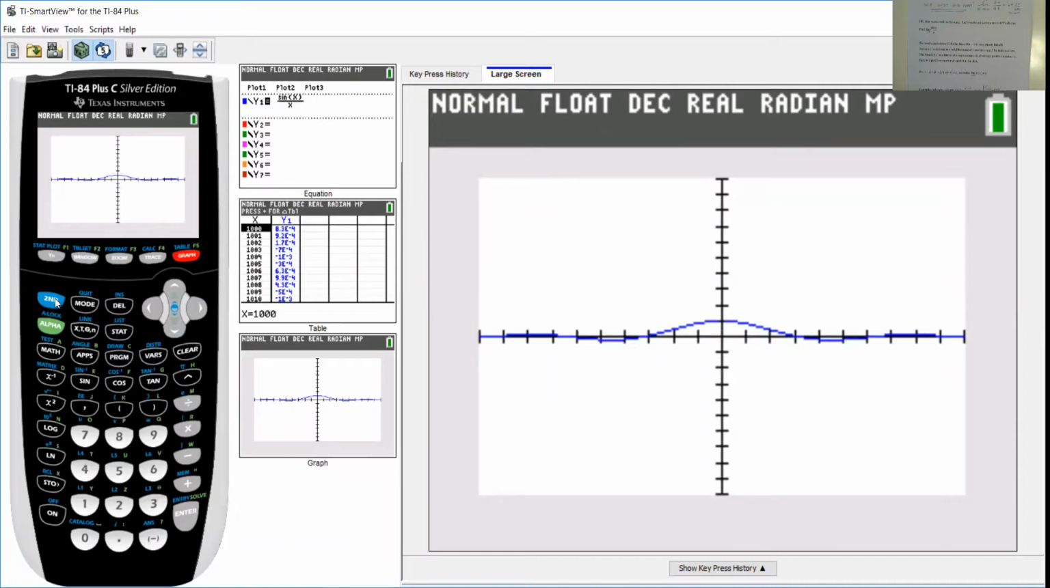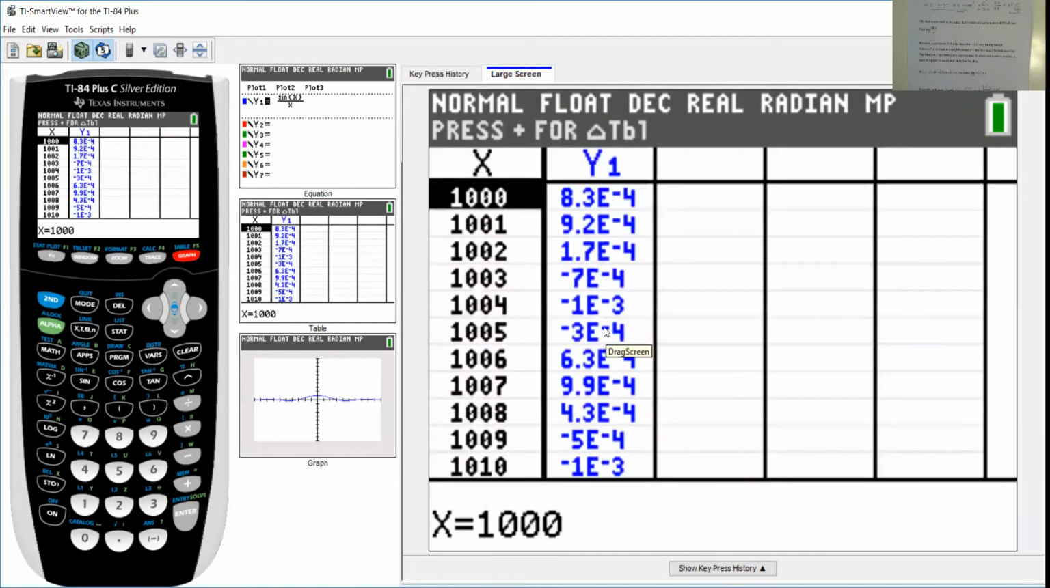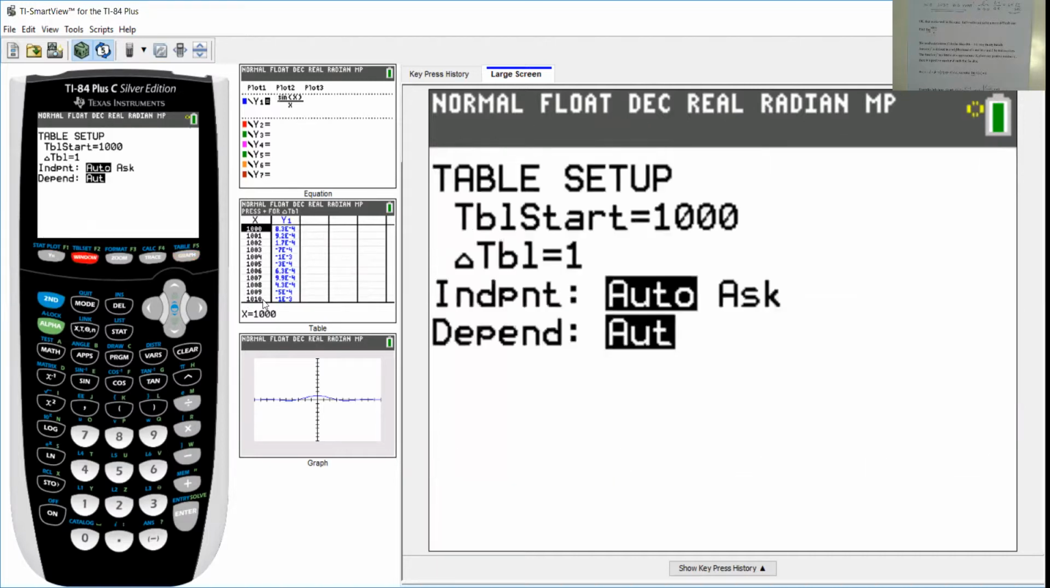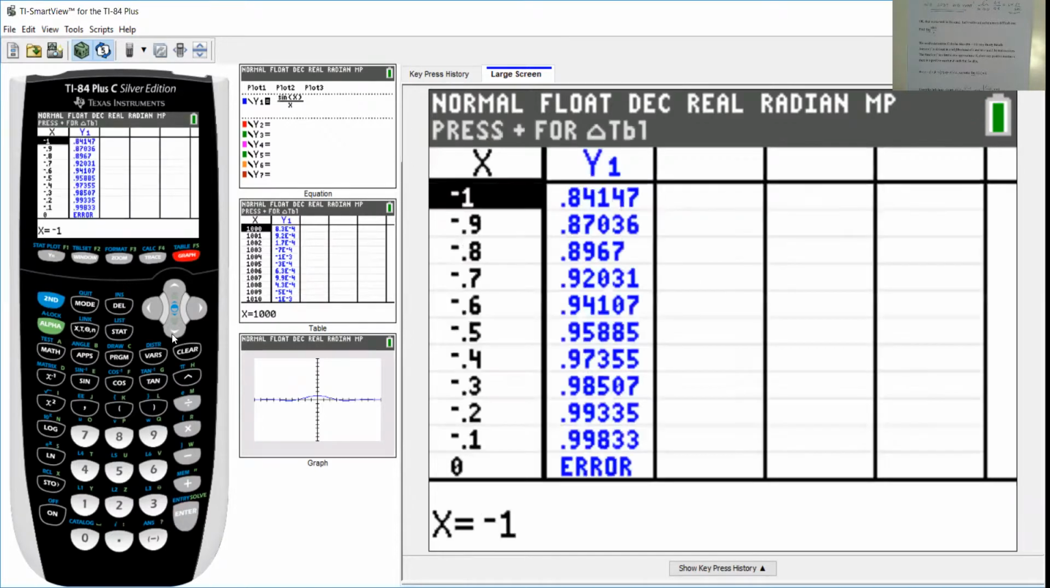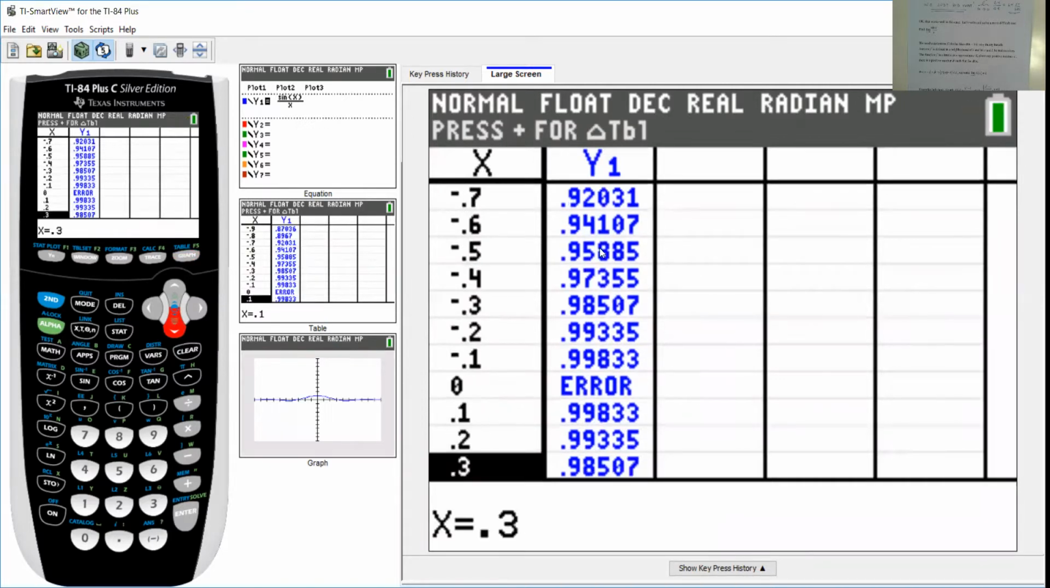Well, what if I looked at the table? It's up there at 1,000. Oh, we have to set the table. That's what Mom said. Let's go with -1, and let's go by 0.1s. And let's check out that table. Check it out. We're not allowed to divide by 0. Sure looks like it's getting closer and closer to 1, though. So this is where we're stuck early on. We can do this again.